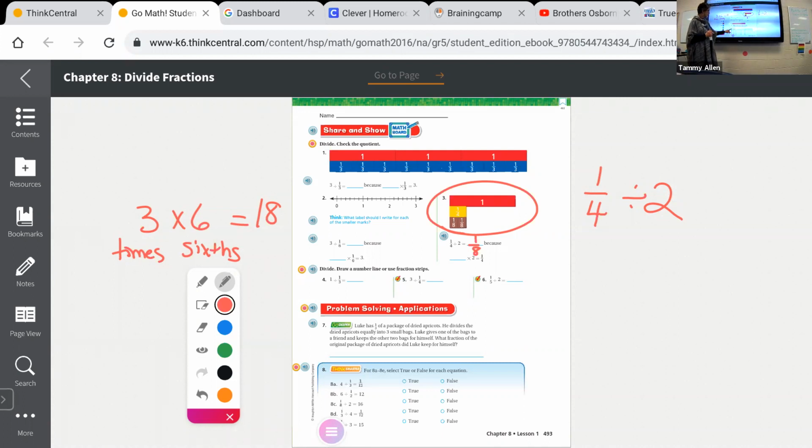Okay. So let's go down here at 8. I want to know how many 1/3 are in 4. Is it going to be a smaller amount or a larger amount? Larger. So is 1/12 going to be true or false? False.